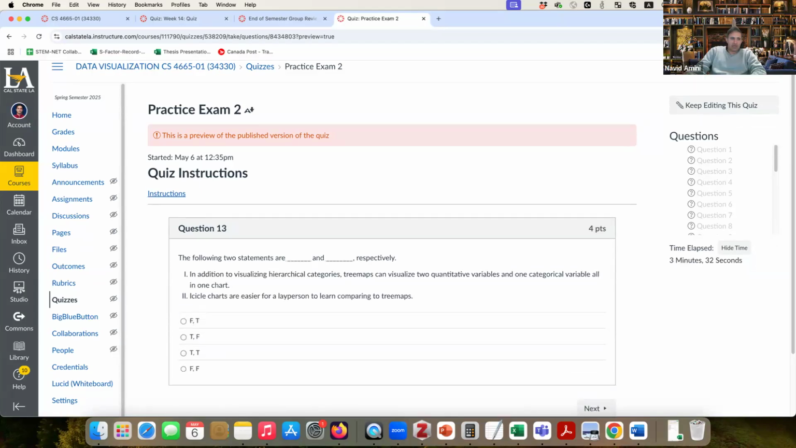Question number 13, we have a true false question, and the answer to that is false true. In addition to visualizing hierarchical categories, tree maps can visualize two quantitative variables and one categorical variable all in one chart. That's false. Okay. Because what we are describing here is hierarchical. Then icicle charts are easier for a layperson to, yeah, we already discussed that, right? So it's false true.